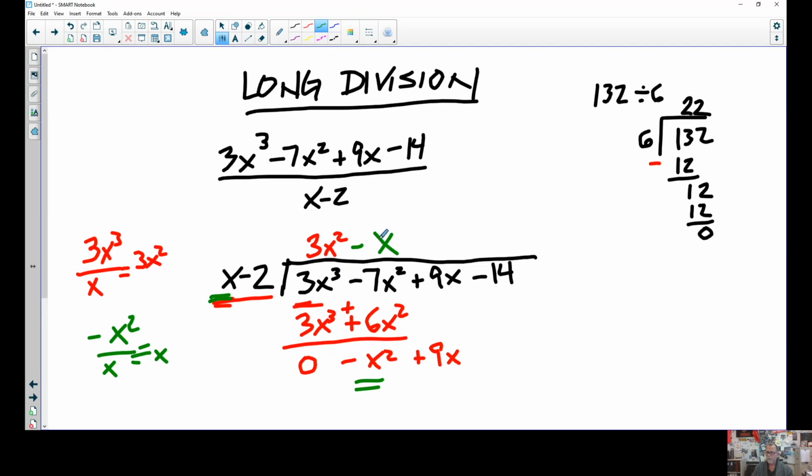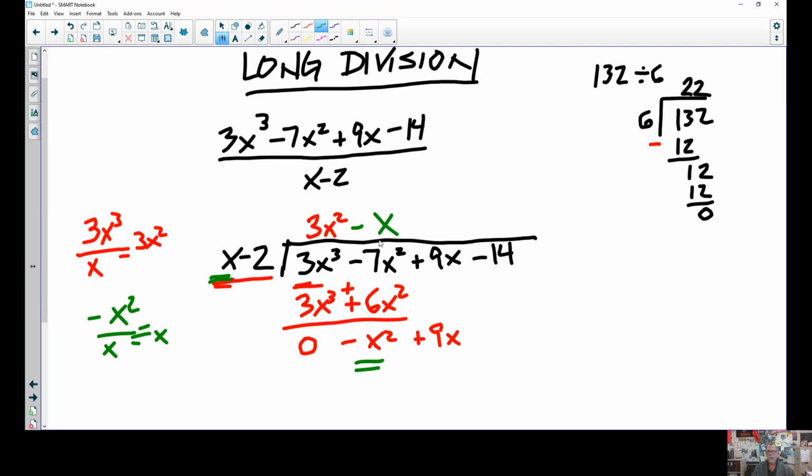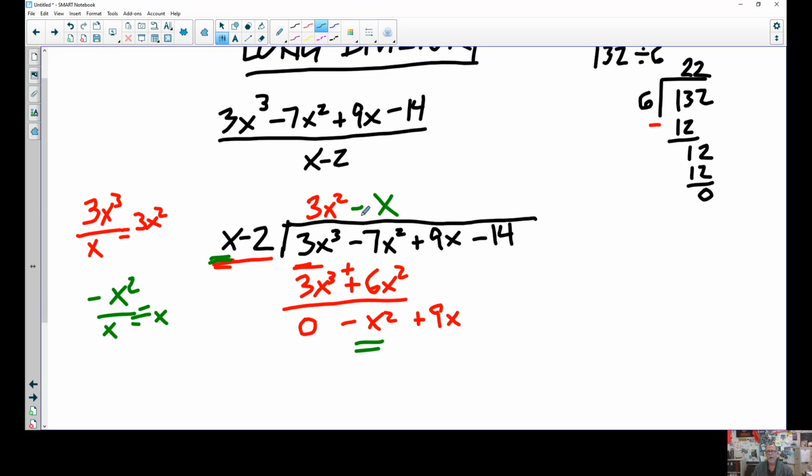And now I multiply. Same thing we did before. So now I'm going to do negative x times x. That gives me a negative x squared. I'm going to do a negative x times a negative 2. That gives me a positive 2x. And I'm going to subtract again. Negative x squared minus the negative x squared is 0. 9x minus 2x is 7x. And then I bring down the 14.